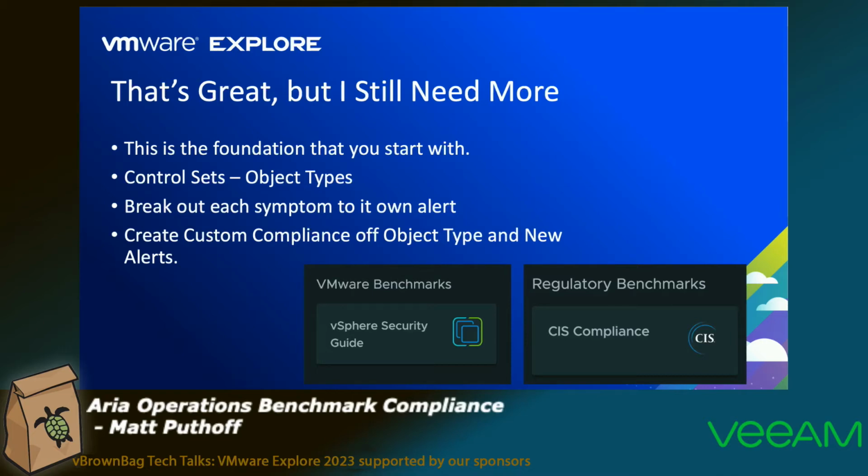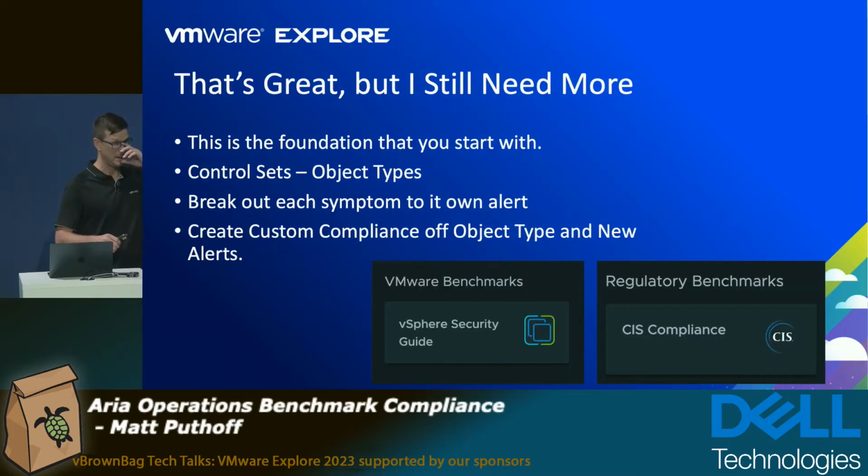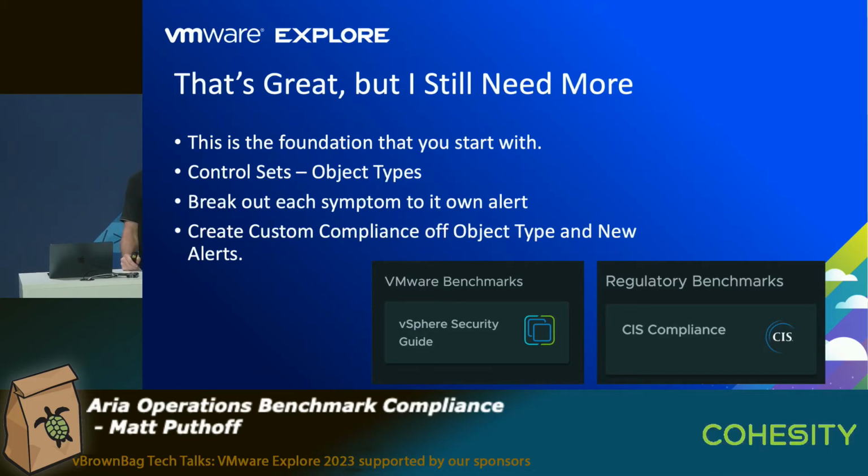If you look at the CIS benchmark or VMware security benchmarks, you notice that you'll have four types of alerts: one for host, one for VM, maybe one for networking, and one for virtual distributed switches and the configurations on those switches. But underneath each one of those alerts, you'll have a whole number of symptoms. Like the CIS benchmark for host has 64 different symptoms that it looks for.